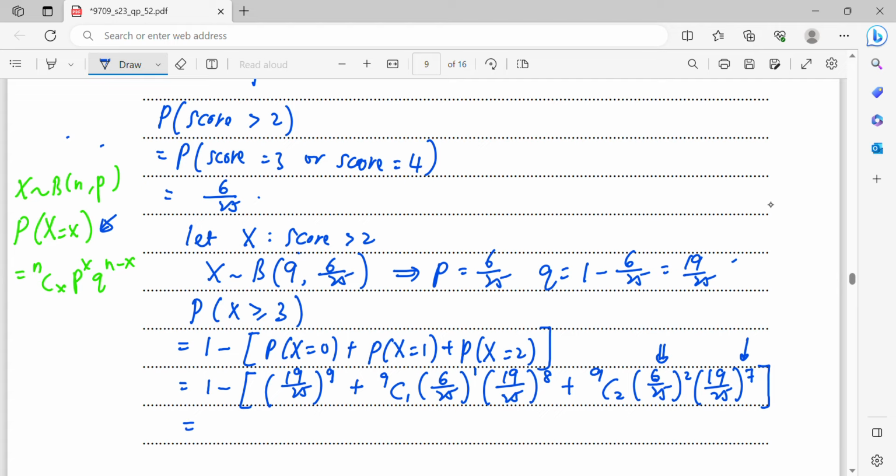So from here, you will get 1 minus the total of all this, which will be 0.62869 if you count the total of the brackets. Then I will get 0.371, correct to 3 significant figures.